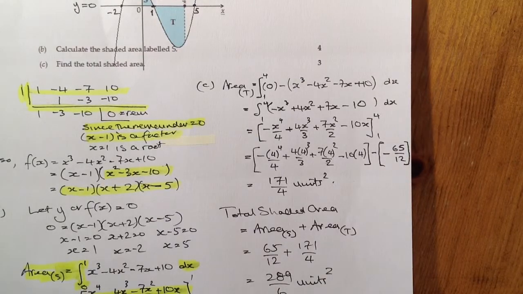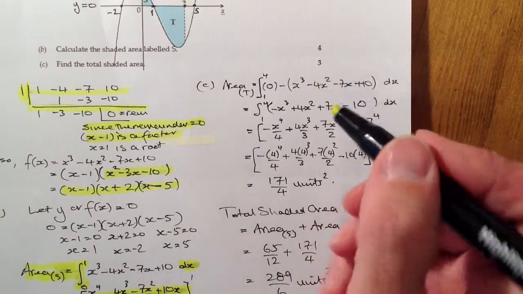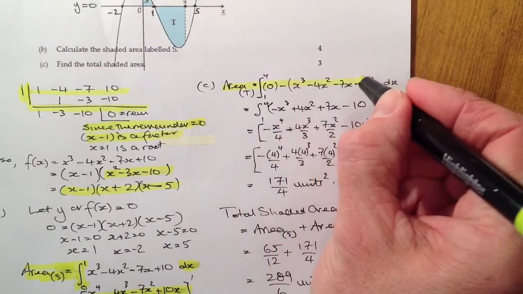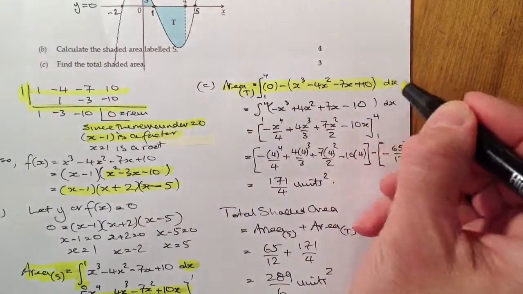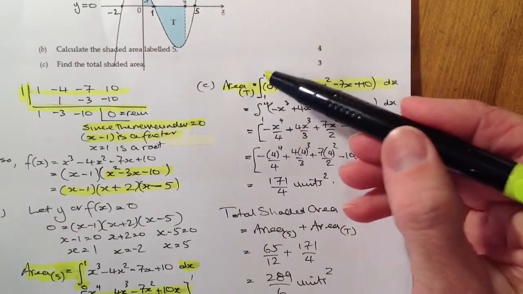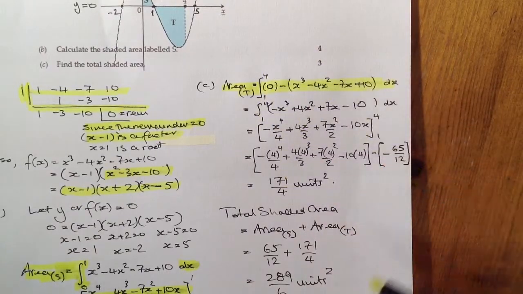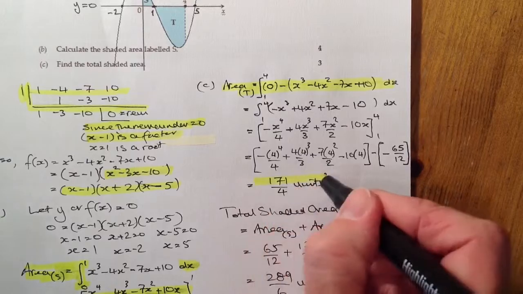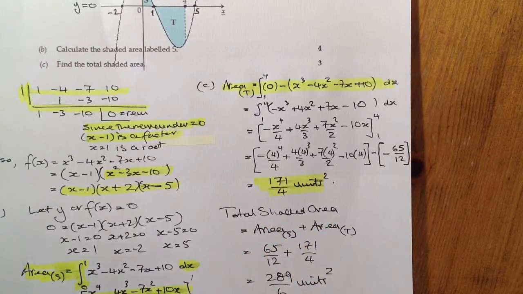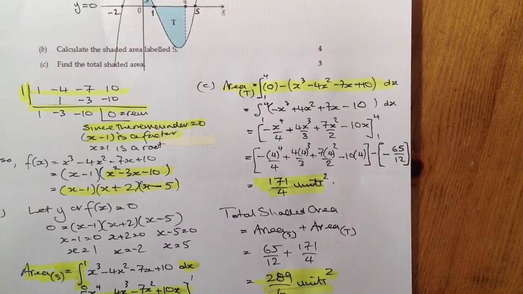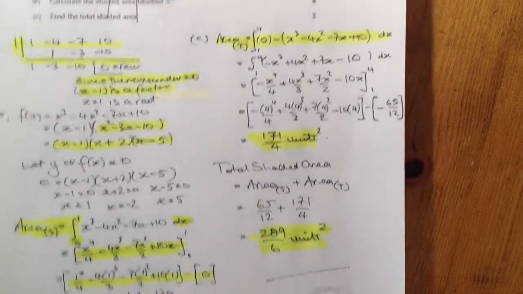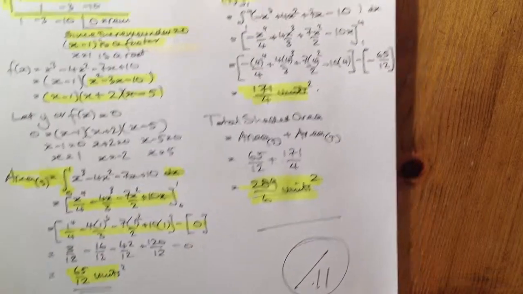Let's see the marks for part C. I'll go for setting things up correctly, so that would be the upper minus the lower, with the limits of integration in there as well. I'll take 1 mark for working out the area of T, and then 1 final mark for working out the total shaded area. So that's where I'm going to get my marks. This is all going to be out of 11 marks in total.